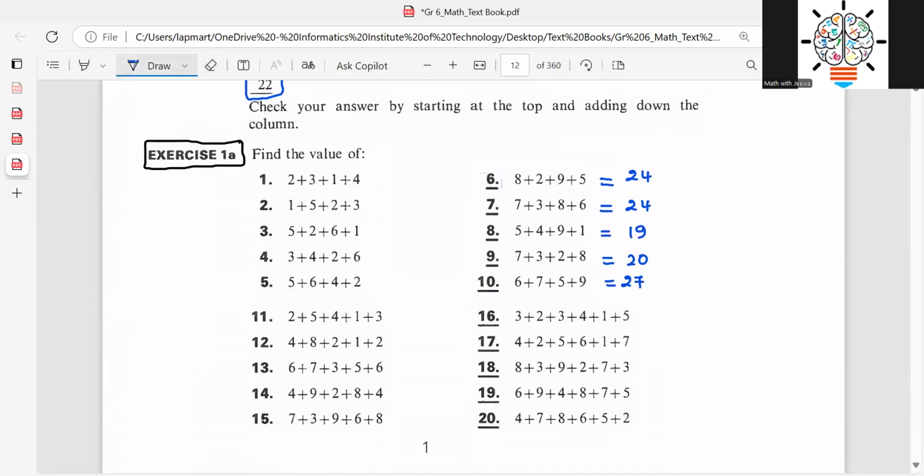So how do you do these? 2 plus 3, 5. Then 5 plus 1, 6, 6 plus 4, 10. So the answer should be 10. Always I start from the left side. The next one, 1 plus 5, 6, 6 plus 2, 8, 8 plus 3, 11. So here the answer should be 11. Even though I have written the answers here in the textbook itself, you should know how to do this.